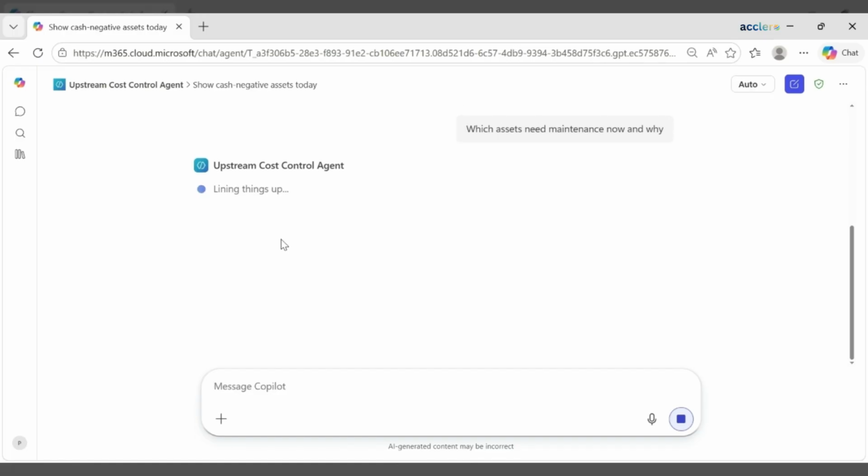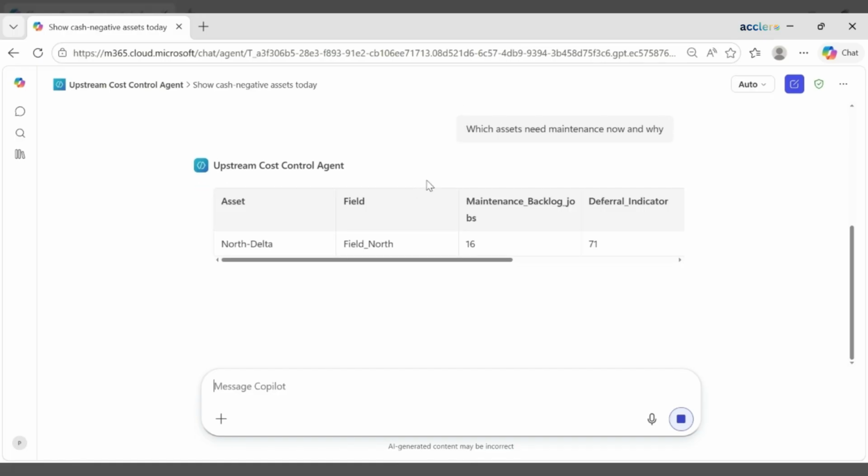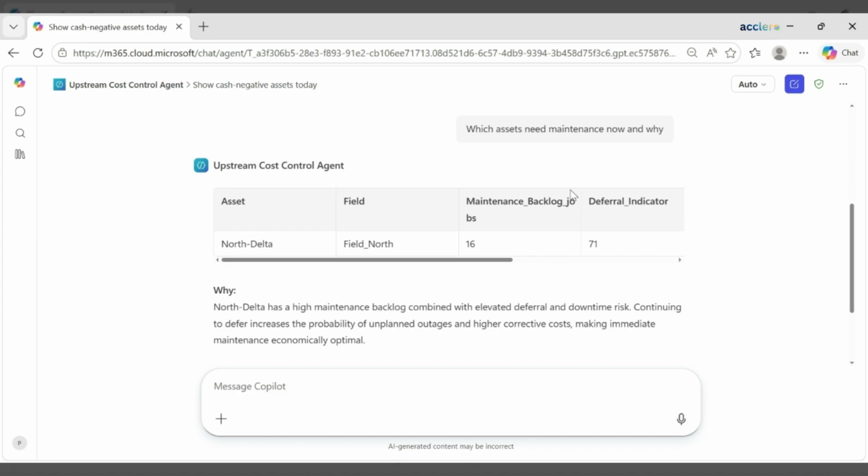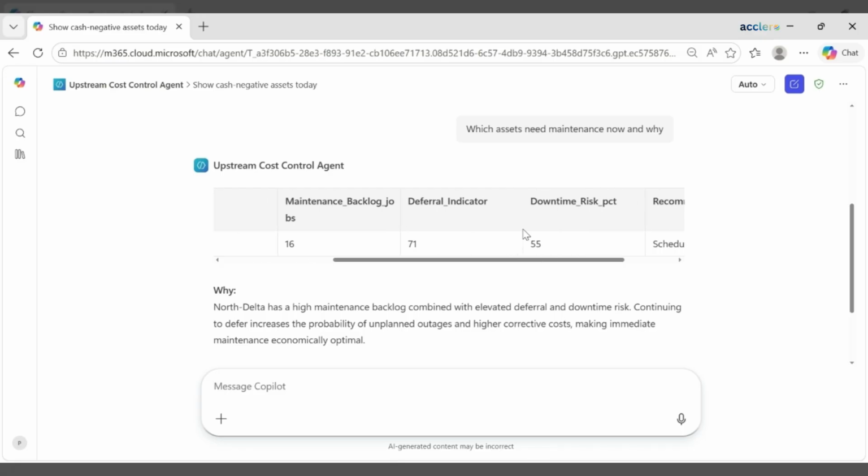So here I am asking the agent which asset needs maintenance now and why. The agent flags North Delta. The maintenance backlog is 16 jobs. The deferral indicator is high, that is 71. The downtime risk is 55%. And the recommended action is to schedule the maintenance immediately.